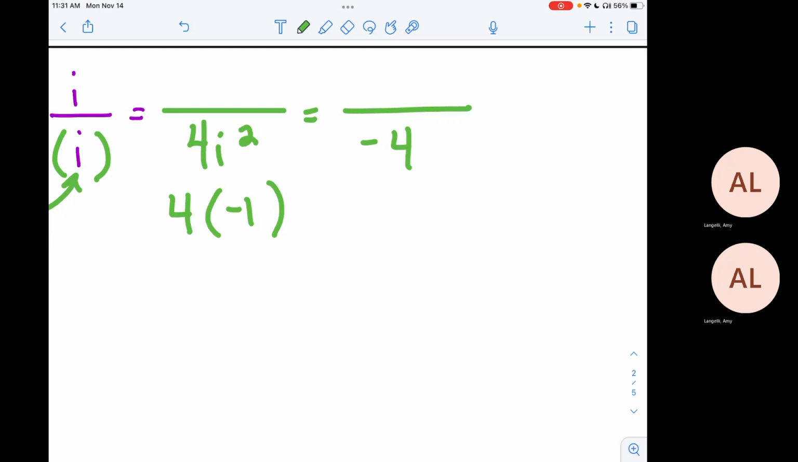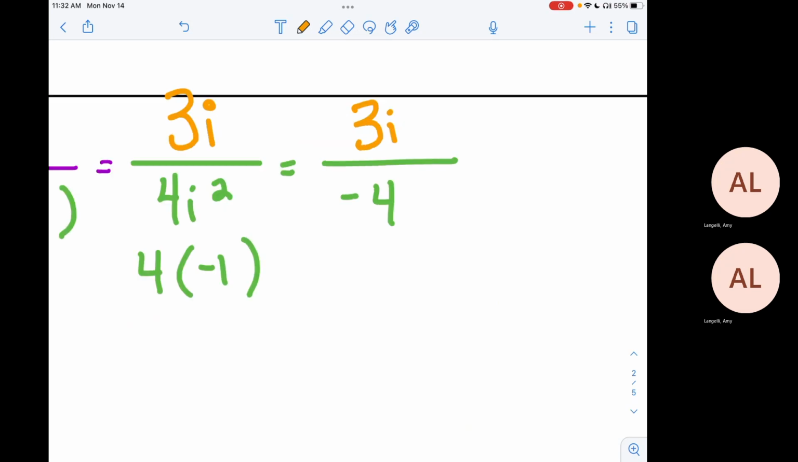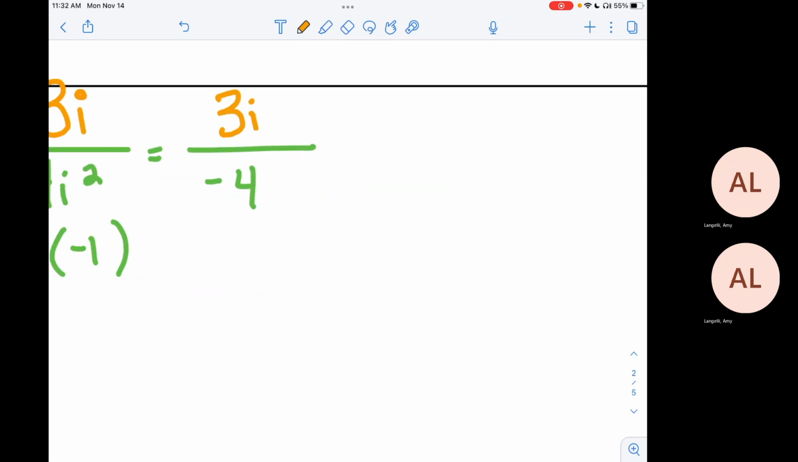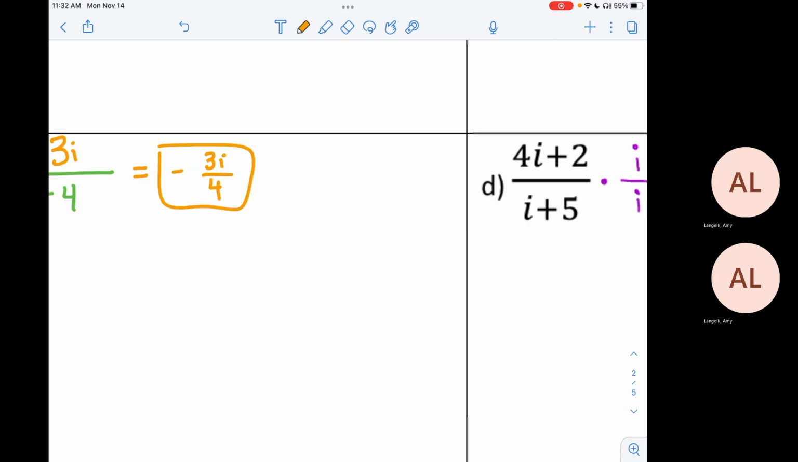Okay. Let's do the top now. What is 3 times i? 3i. Is that 3 times negative 1? No, because only if it was 3i squared. Okay. So that's done. Do negatives belong in the denominator? No. So you can put it in the front, or you can just distribute it through the numerator. You decide. Just please don't keep it in the denominator. Okay, last one.